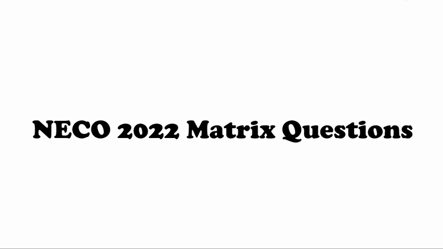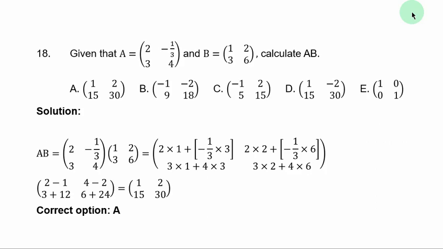NECO 2022 matrix questions. Objective question 18. Given that matrix A is equal to this and matrix B is equal to this, calculate AB, that is the product of matrix A and B.